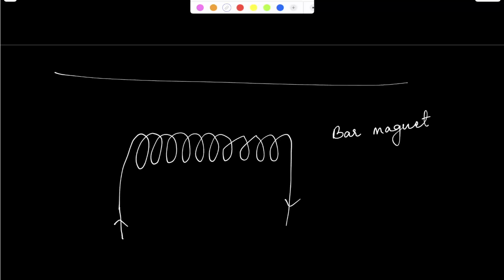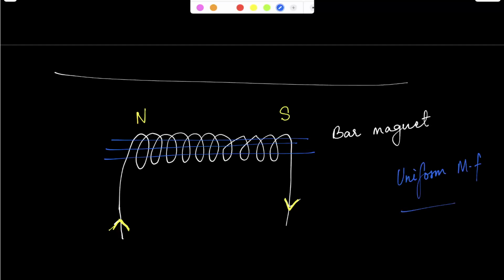If this is the direction of the current entering in, the entry of the current shows the north pole, and the exit of the current shows the south pole. Inside, we're going to be getting a uniform magnetic field. Uniform means they would all be parallel. How do we show the uniform magnetic field? You just draw the lines which are parallel to each other and equidistant. They all should have equal distances. That represents a uniform magnetic field.